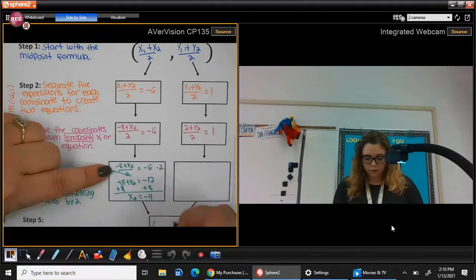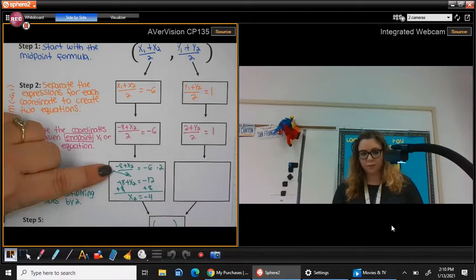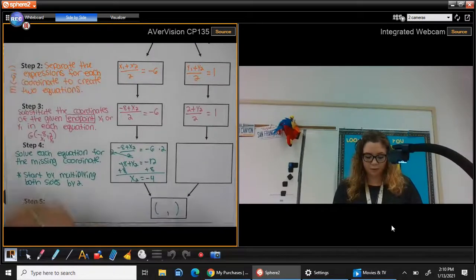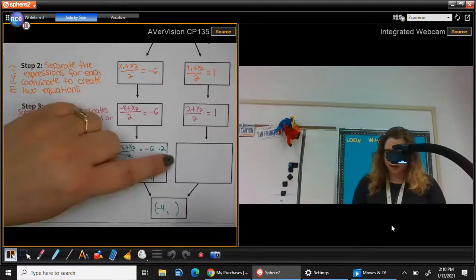So for the other endpoint, we know my x value for that endpoint is going to be -4. Now we have to find y2. And you're going to do the same thing.